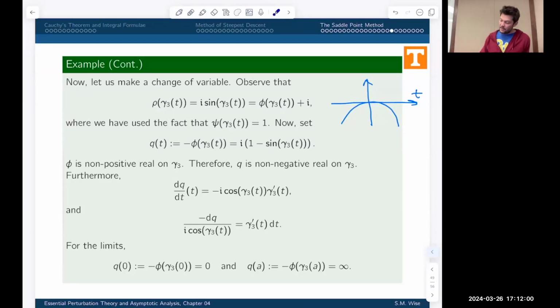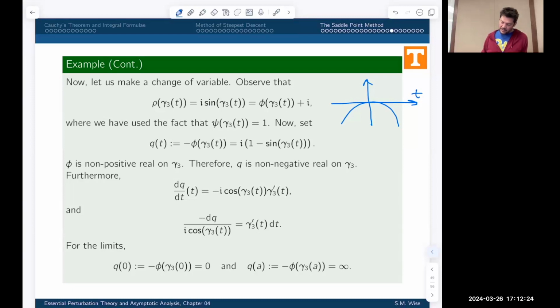The reason is that I'm only evaluating it for positive values of t. So I could make it minus r squared, or I could just make it minus r. Either way, it still works. I have this because I'm ultimately going to do a change of variables. That's where I'm going with this.